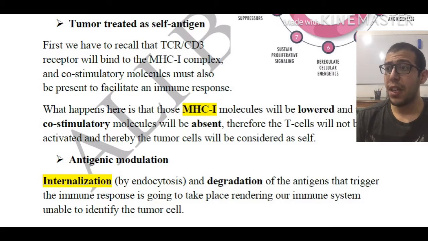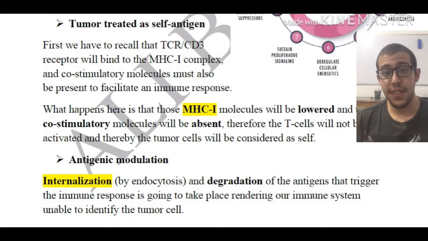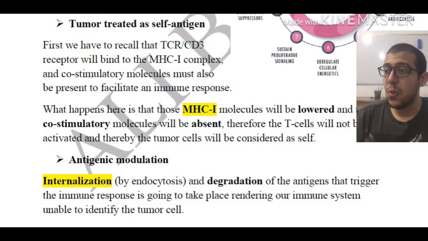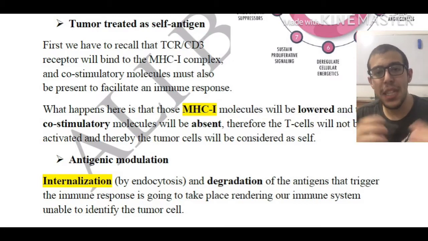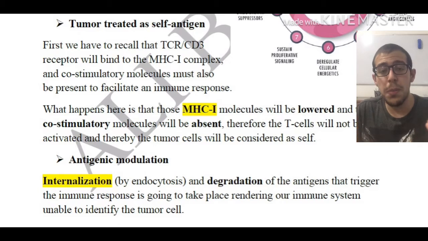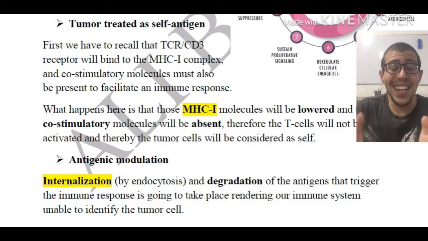First of all, we have to recall that the TCR-CD3, which is the main receptor used by the T cells to recognize other cells, binds to the MHC class 1 complex. Next, the co-stimulatory molecules also bind, just like we mentioned a couple of seconds ago, making sure that our signal gets across. What happens here is that those MHC class 1 molecules will be lowered and the co-stimulatory molecules will be absent. So we can immediately understand that if the MHC class 1 molecules are not present, or are lowered, then naturally the immune reaction, in this case the activation, is not going to happen.